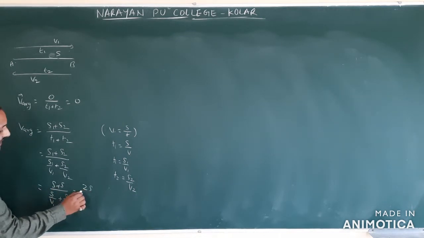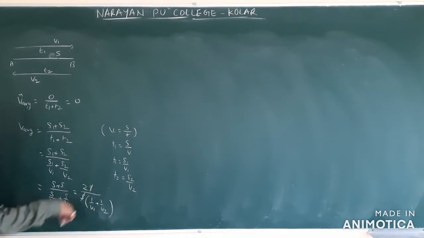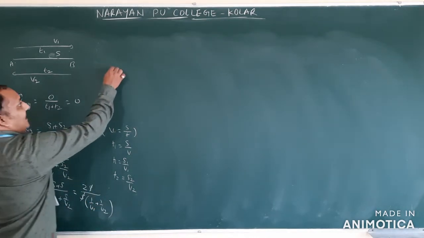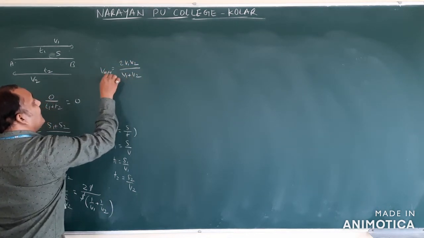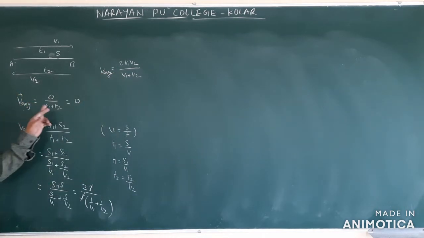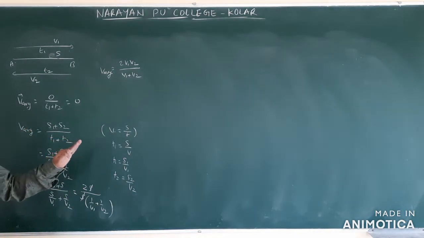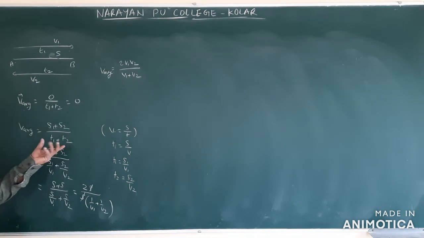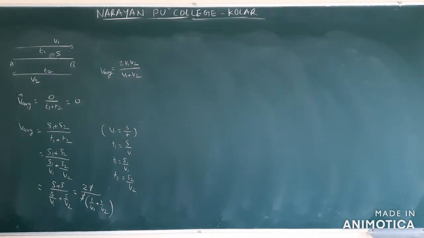How much you will get? 2S by, S is common, 1 by v1 plus 1 by v2. S is going to be cancelled. Then what you will get finally? 2v1v2 by v1 plus v2. What is this one? Average speed. Average velocity is 0. Here average speed is 2v1v2 by v1 plus v2. Already we got so many times this equation we are applying. See, this is going to become practice for you. Therefore whenever they are asking problem on this equation, you will do fast. If you didn't do practice, first time we cannot solve directly.